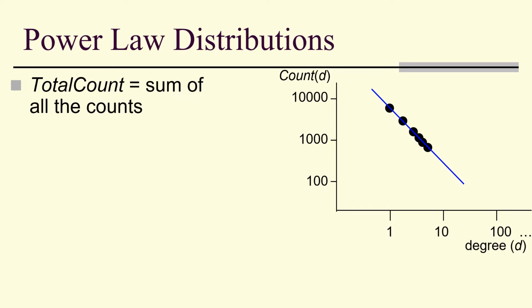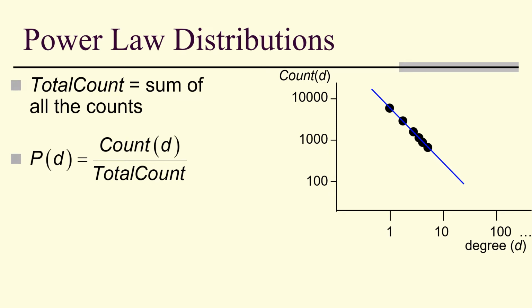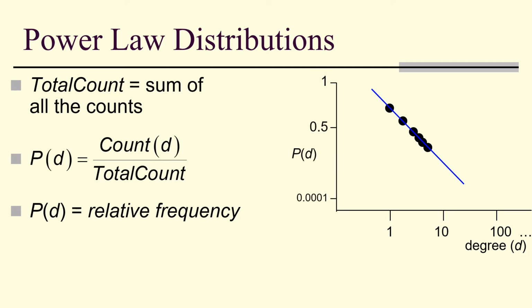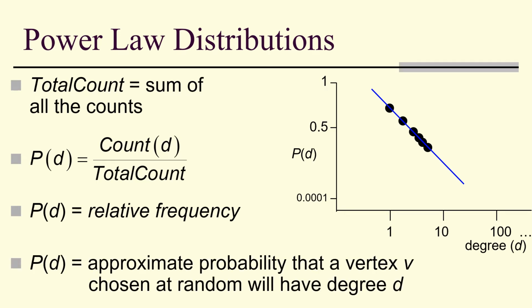Now the total count is the sum of all the counts, the number of actual vertices. And if I take the individual counts and divide by the total count, I get frequency instead of actual count. That's just a rescaling of the vertical axis. And it's the approximate probability that a vertex V chosen at random will have a degree of D.